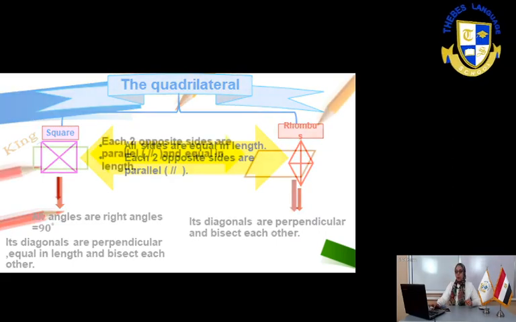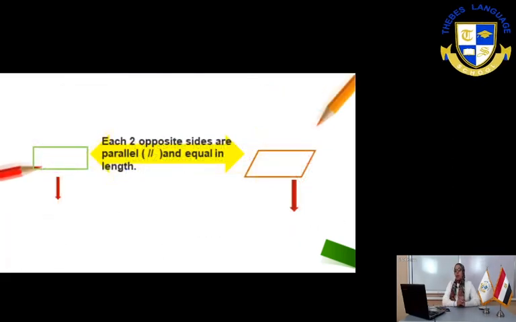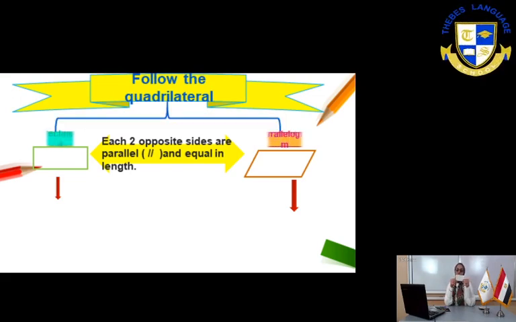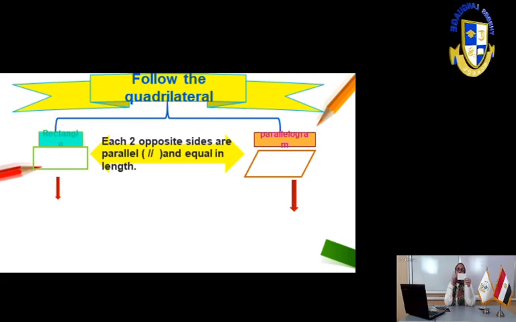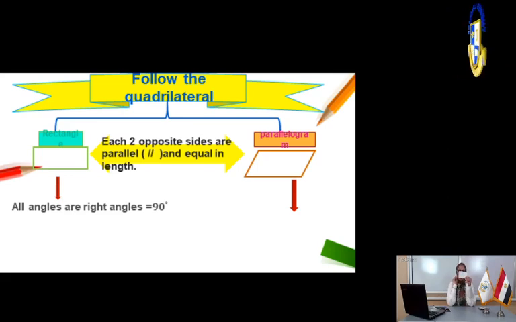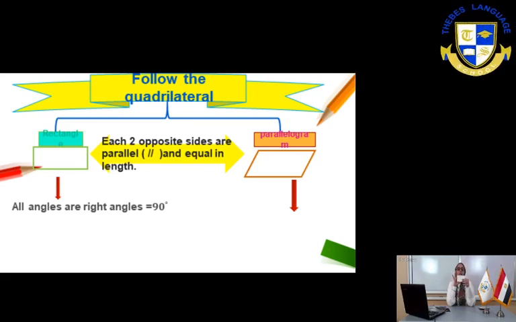Next slide. Next polygon, or next quadrilateral, will be a rectangle. The rectangle is also a quadrilateral because it has 4 sides, 4 angles, and 4 vertices. But all sides are not equal. Each 2 opposite sides only are equal in length. Each 2 opposite sides are equal in length and parallel. But all its angles are equal. They are right angles.